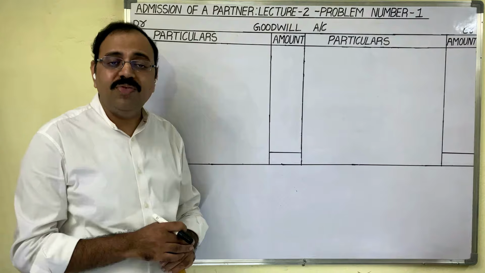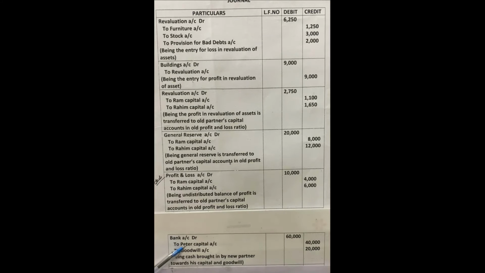Recollect the entry for goodwill: Bank account debtor to Peter capital account to goodwill account. Now we are preparing the goodwill account. Observe, is the goodwill account debited or credited? In the journal entry, the goodwill account is credited. So in the goodwill account, we have to post this entry on the credit side. In the particulars column, what to write? On the other side, the debit side, we wrote bank account. Write down that account name: By bank account. But don't write 60,000 rupees.